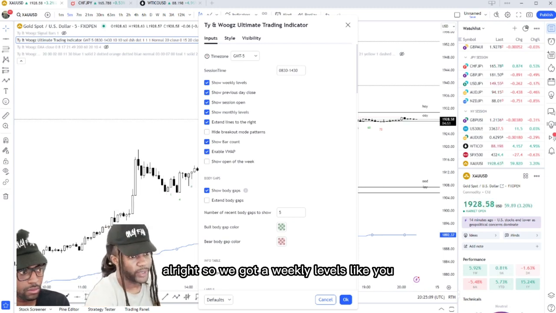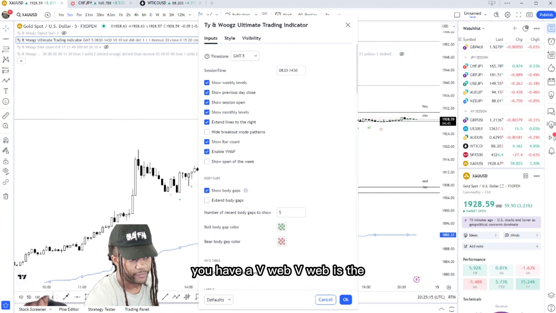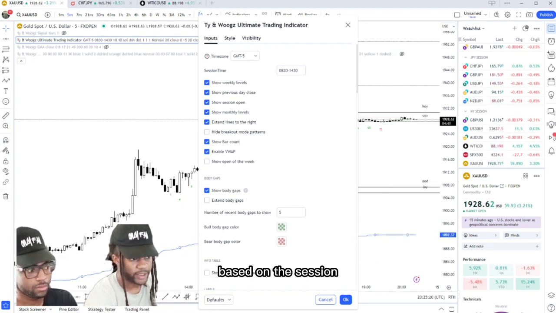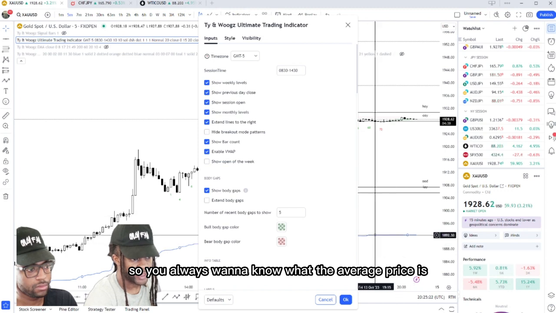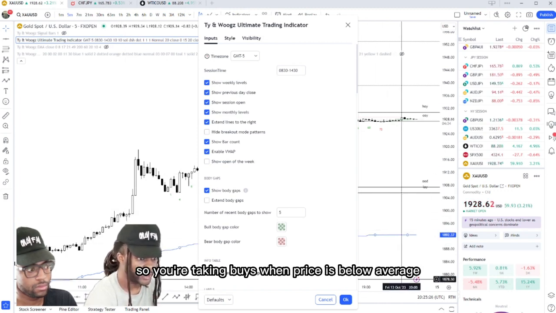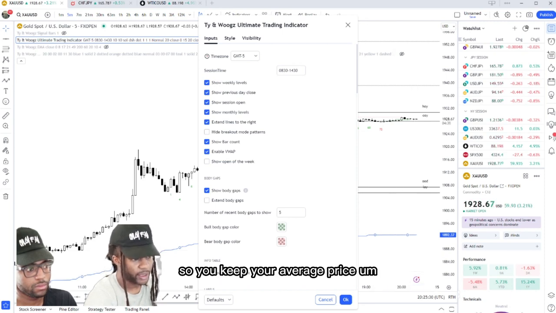All right, so we got our weekly levels. It automatically maps out all the levels for you. You have a VWAP. VWAP is the average price, the weighted average price based on the session. So you always want to know what the average price is. Price is heavy above average, so you're taking buys. When price is below average, you're looking for sells. So you keep your average price.